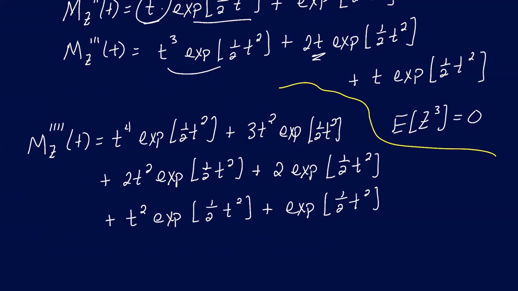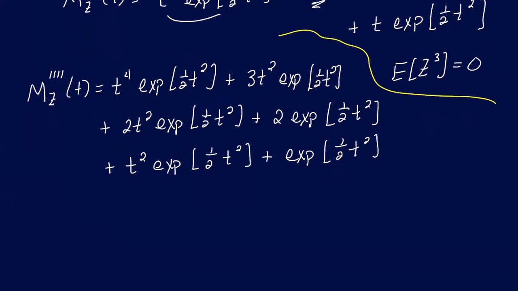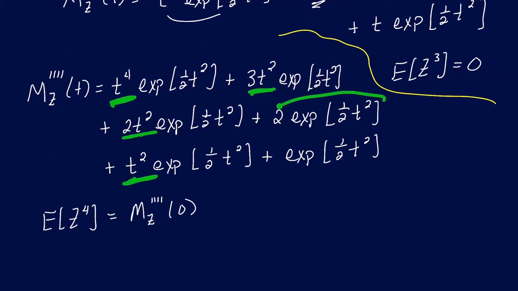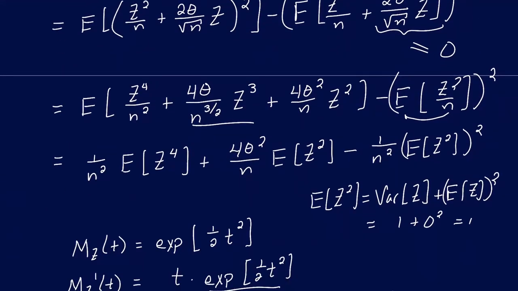Again, there's a lot of leading t's, so a lot of these terms are going to zero out. The expected value of z to the 4th is the 4th derivative of the moment generating function evaluated at 0. So this term is going to zero out, this is going to zero out, this one is going to go away, this one's going to go away. We're left with this and this. And each of those e's are e to the 0, which is 1. So I end up with 2 plus 1. Again, that's this coefficient and this coefficient, or 3.